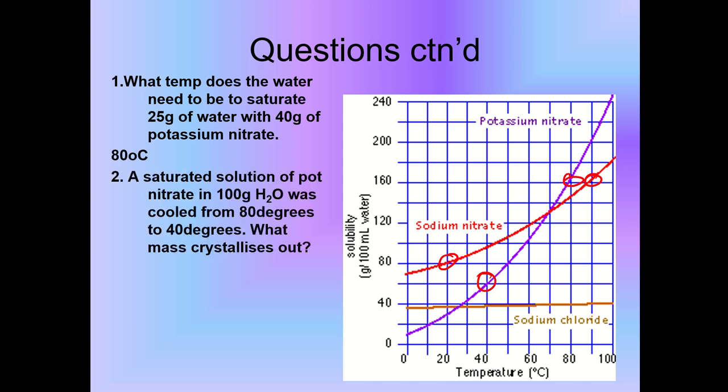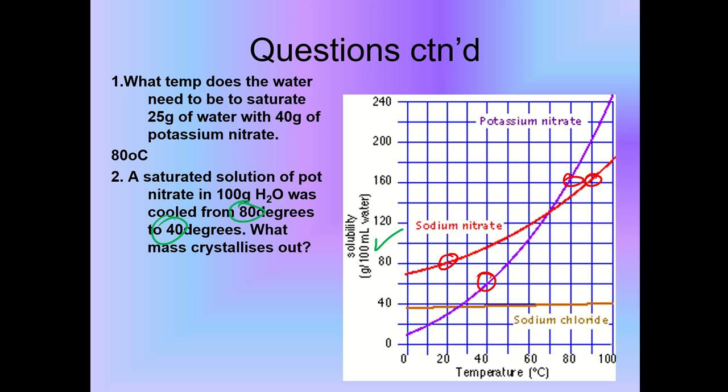Again, pause the video on this one. So we have a saturated solution of potassium nitrate and 100 grams of water. So that's good, that's what our graph is in. And that was cooled from 80 degrees Celsius down to 40 degrees Celsius, and we've got to now work out what mass of solid crystallizes out at the bottom. So let's go and find our correct line. So this time we're using the purple line again.